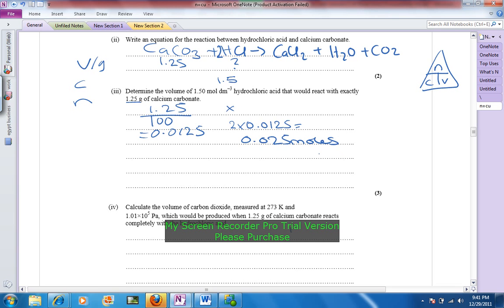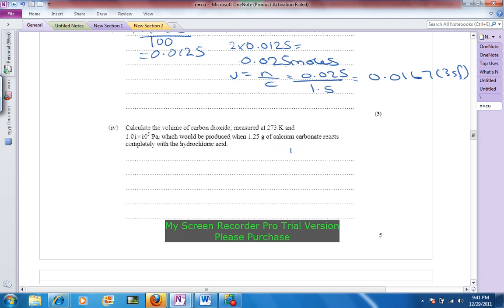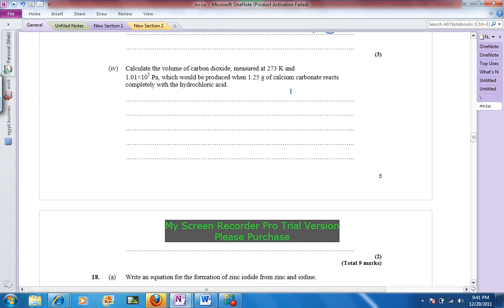Okay, moles. This is for HCl. Now we have moles and we have concentration. We can figure out volume. Because it's n over c, which is 0.025 over 1.5. Divided by 1.5, and your answer is 0.0167. Leave it to 3 significant figures. I don't know why, but I do like 3 significant figures, even in math, so I do that a lot.